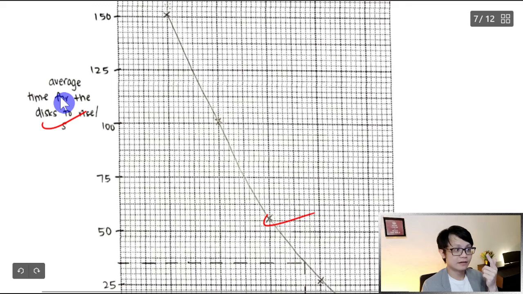Determine the average time. Show on graph. Show on graph, very important. If you don't show on graph, then it's wrong. So the student shows on the graph for 3.7. So for 3.7, you just draw dot, dot, dot, dot.